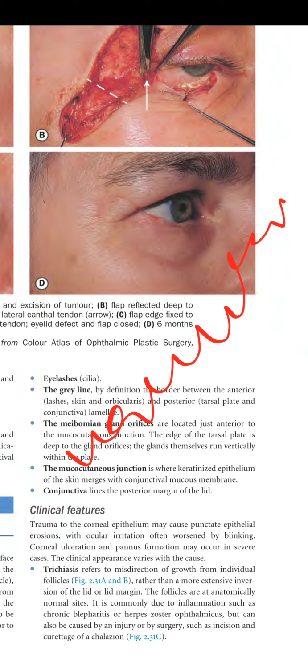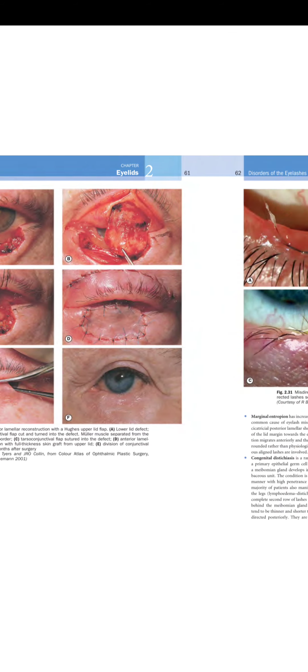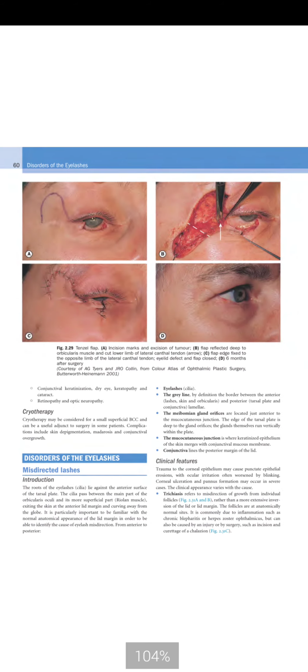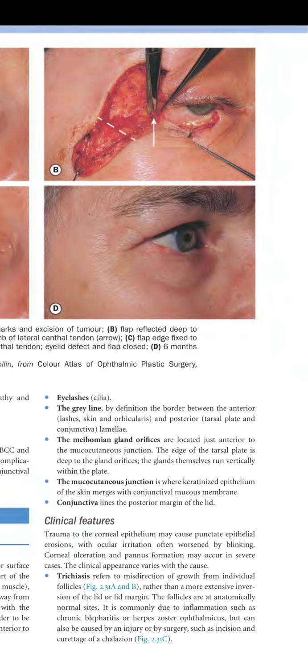There are different pathologies associated with the lash follicles. There can be trichiasis, marginal entropion, congenital distichiasis, acquired distichiasis, epiblepharon, and entropion. Number one is trichiasis. Trichiasis is basically the misdirection of the lash. You know that the lash follicles are directed outward, but in trichiasis the lashes are directed inward, and this is called trichiasis.